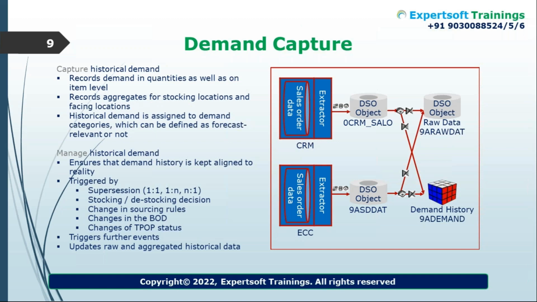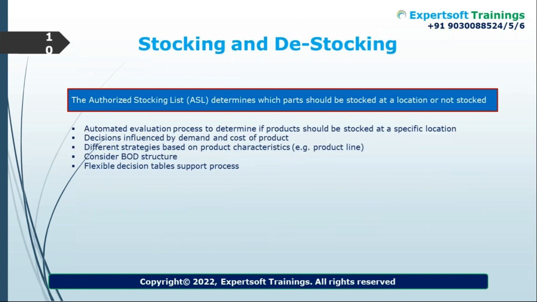Then it comes to managing historical demand, where the realignment takes place. Suppose part A is going to be replaced with part B. The demand history of part A needs to be transferred to part B, because part A is going to be obsolete. So how to do that? That realignment concept will come. Then in which scenarios the realignment happens, like if there is a change in the BOD, if there are stocking or destocking decisions, if you are setting up certain triggers, those concepts we will see in managing historical demand.